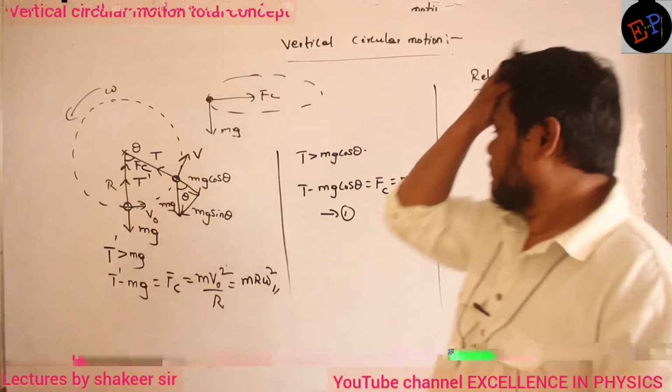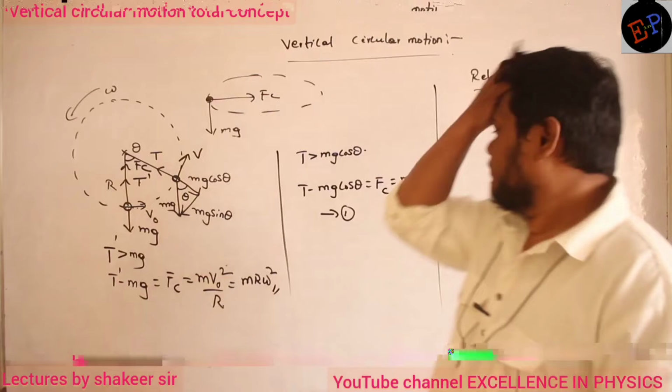So if only conservative forces are acting, definitely I can use the law of conservation of mechanical energy: K1 plus U1 is equal to K2 plus U2. What is the initial kinetic energy of the body? Let us call the initial velocity u. Initial kinetic energy is half m u square.